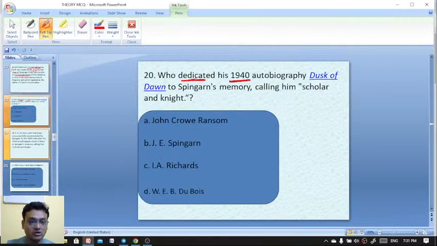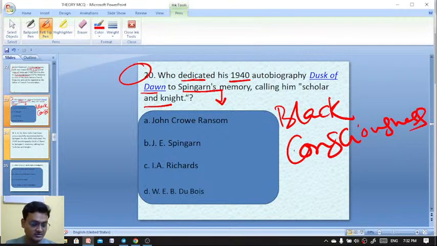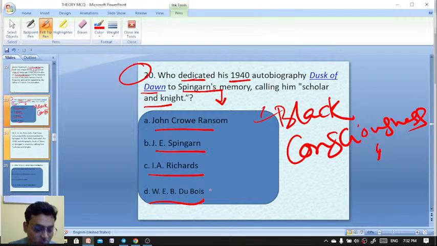Who dedicated his 1940 autobiography Dusk of Dawn to Spingarn's memory? Spingarn means Joel E. Spingarn. This is for the first time used kiya tha kya? Neo criticism. Calling him scholar and knight. Who had dedicated? I am giving a clue. Black consciousness was coined by a writer. Now you tell me: John Crowe Ransom, J. Spingarn, I. Richards, W.E.B. Du Bois. Who dedicated his 1940 autobiography, Dusk of Dawn, and had also coined the term black consciousness? Now you will be able to answer it very quickly, isn't it?